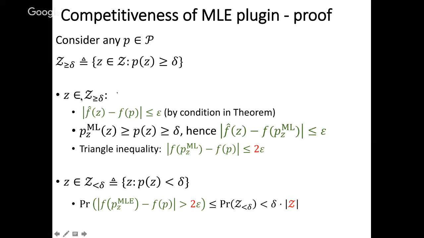Because we saw that z is bigger than or equal to delta, all those symbols have to have a distance of at most 2 epsilon. So the probability of making an error more than 2 epsilon is at most the probability of seeing a symbol inside z less than delta. Now that's going to be at most delta times the size of z. Okay, so this is the entire proof for the competitiveness of maximum likelihood.